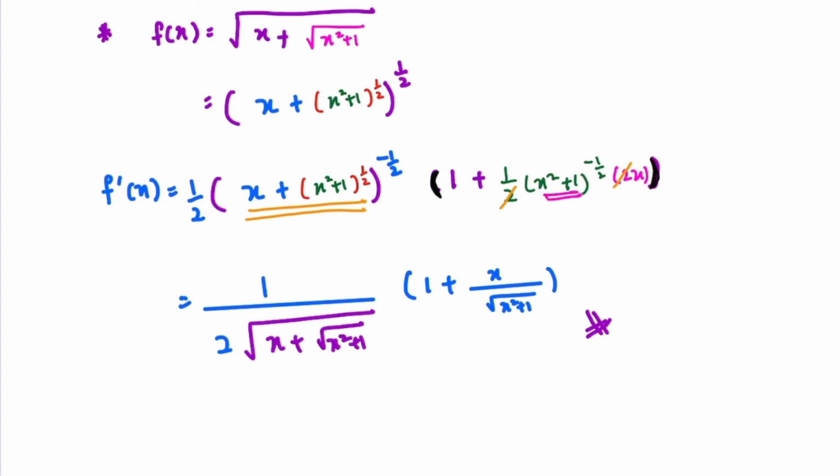So now let us simplify. The 2 can be cancelled out, and I think that's it. Everything else remains the same. So this one here is to the power of negative half, you can bring it down. This is also to the power of negative half, we can bring it down also. So this is your final answer, 1 over 2 times this function here, and in brackets here is 1 plus x over the square root of x squared plus 1.